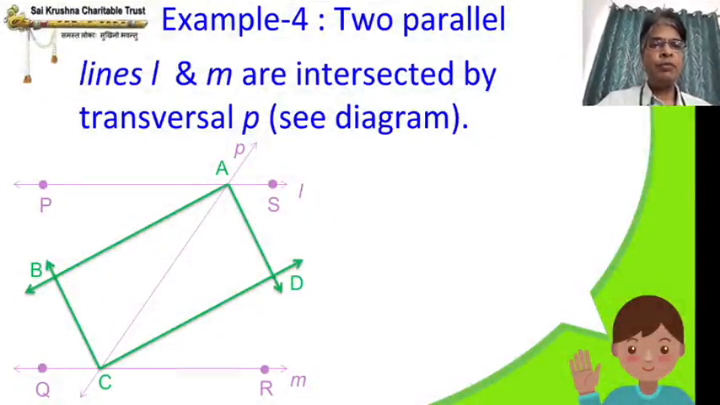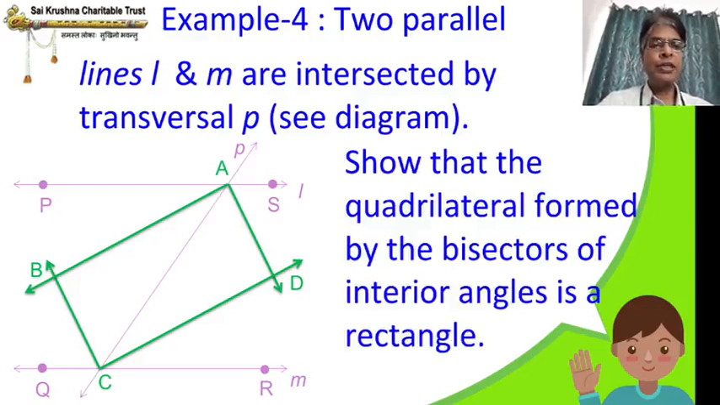So example number 4, two parallel lines L and M are intersected by transversal P. See the diagram. So there are two pink lines L and M and one transversal P. So P is intersecting both the lines. The question is, show that the quadrilateral formed by the bisectors of interior angles is a rectangle.